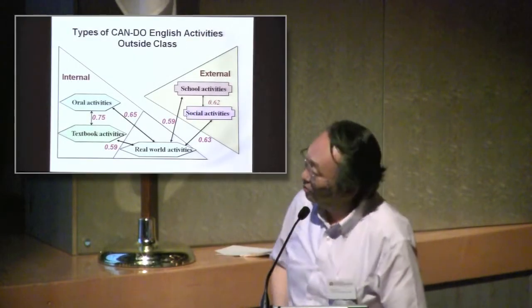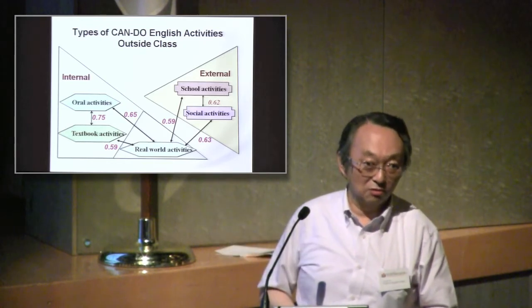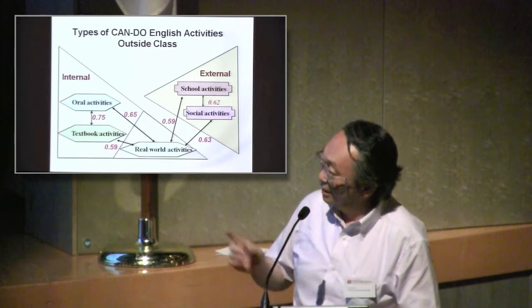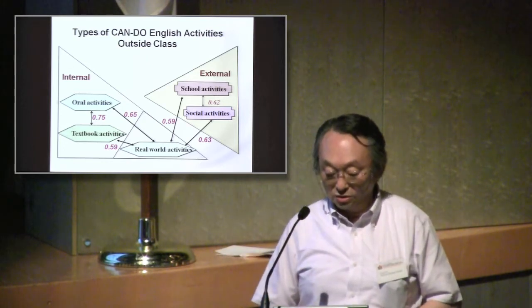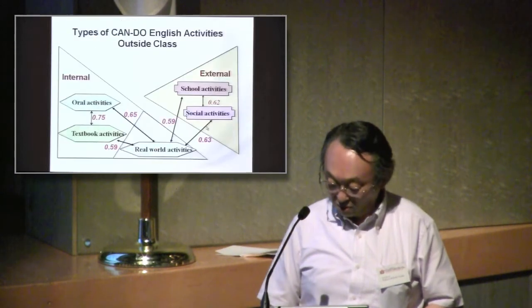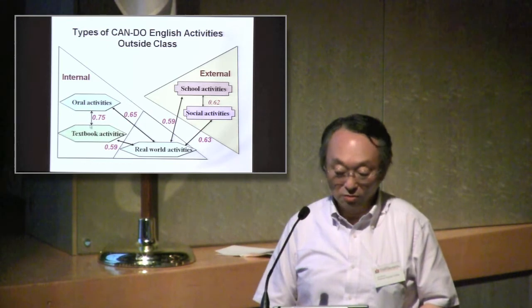And as a result, these are the correlations that we came up with. I'm just talking about the Japanese students. On the left-hand side, you see the internal model. And right here on this side, this is the classroom situation. This is outside the classroom. And here you have the foreign country, the external model.